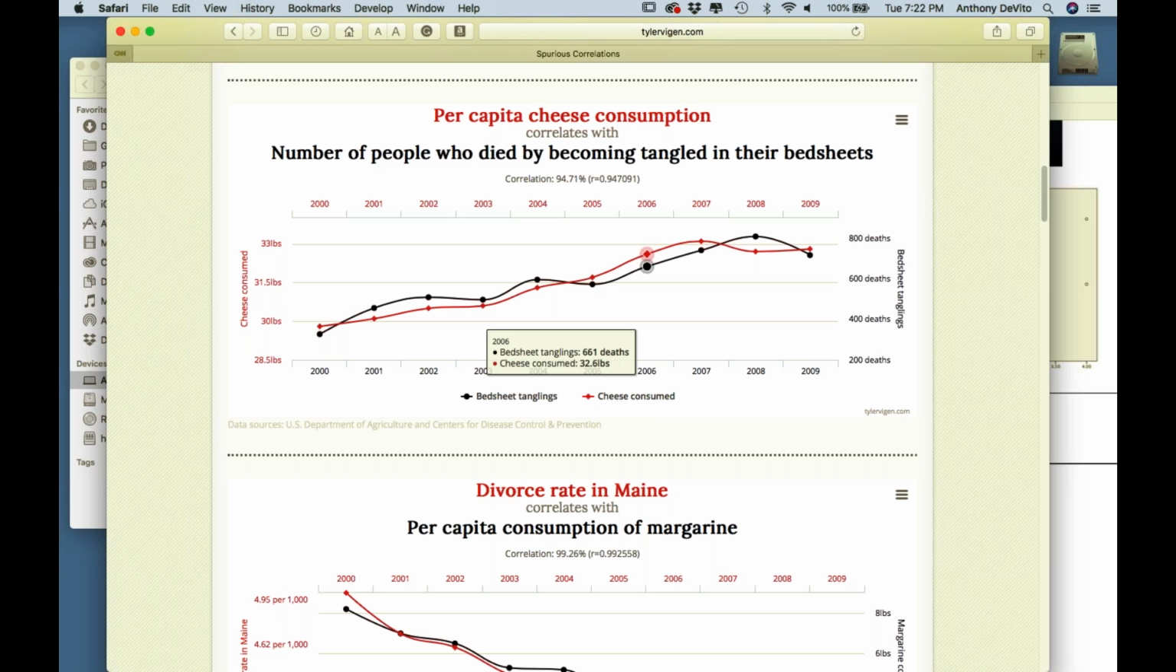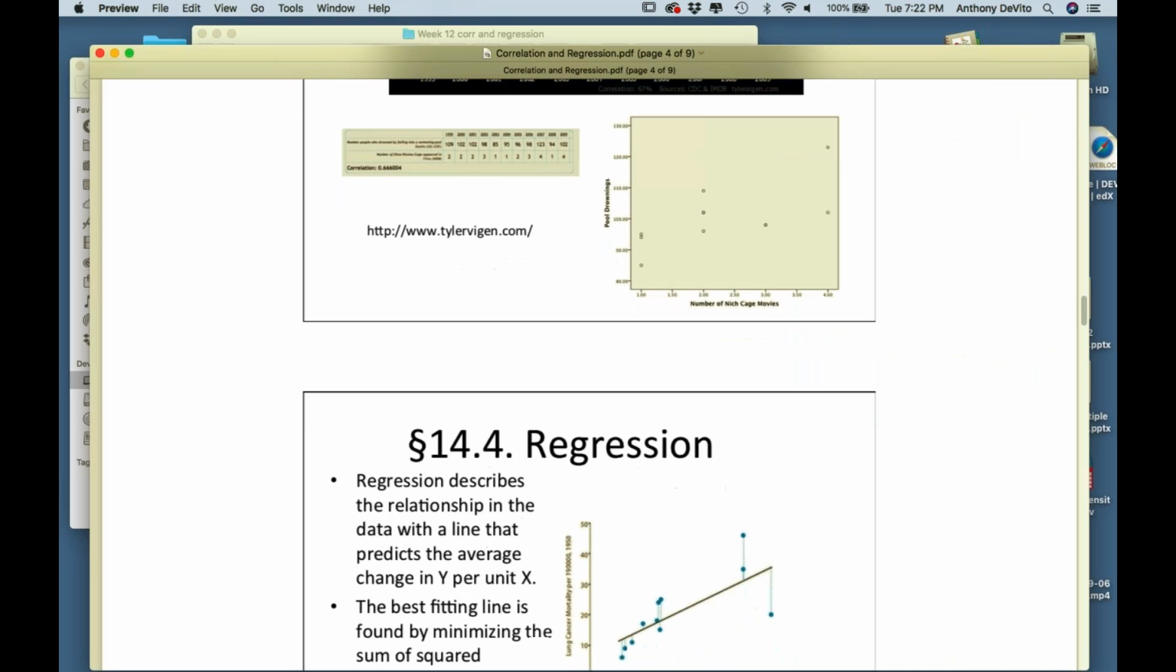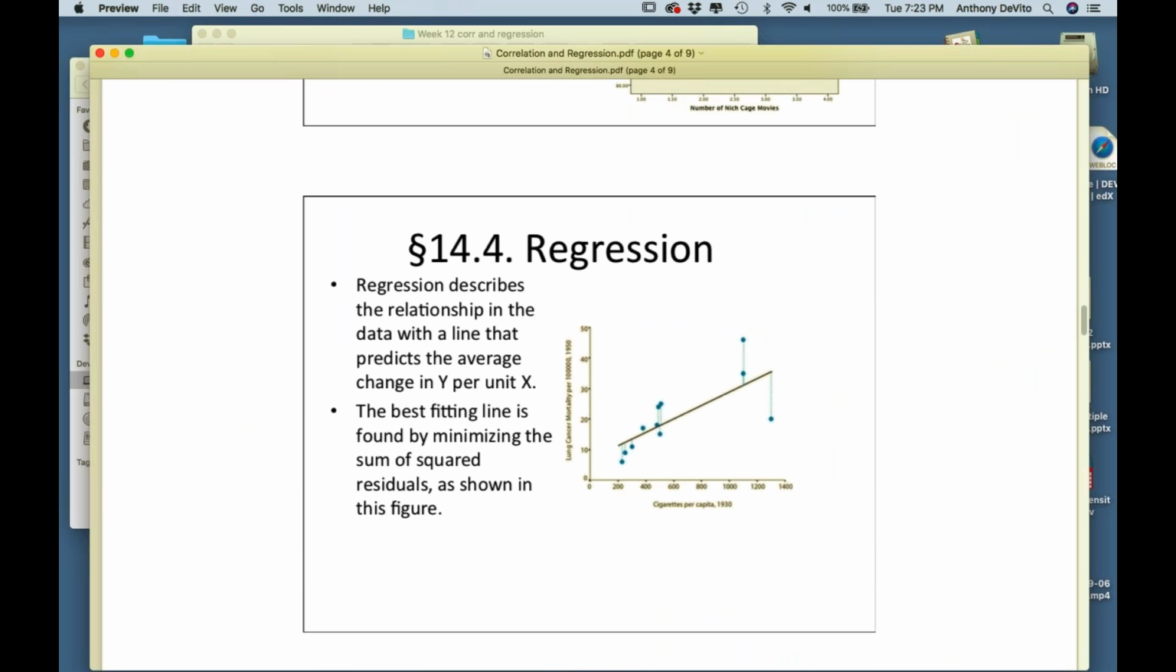Over 10 years. Right? So not all of these things, I'll put this link on here if you want to go back over it, have a little bit of fun with it. But not all associations are causative. Okay, so now once we see that, we're going to move on from correlations to regression.